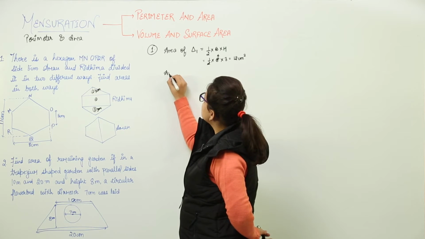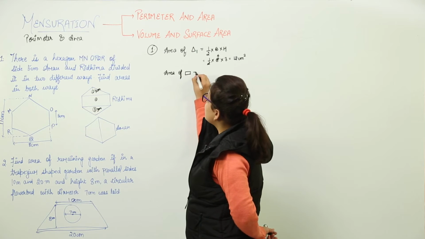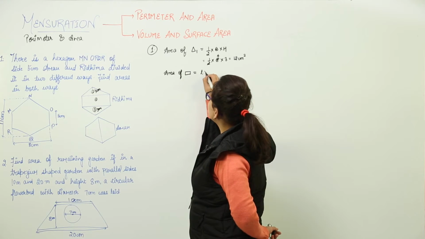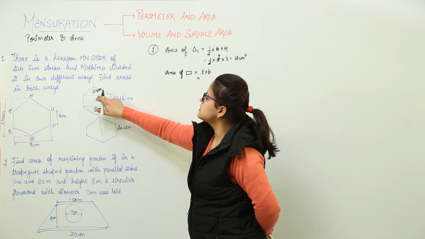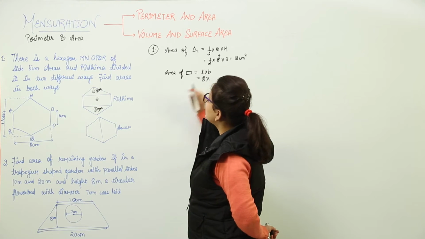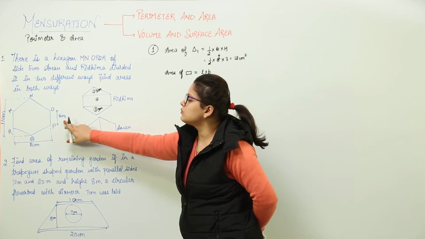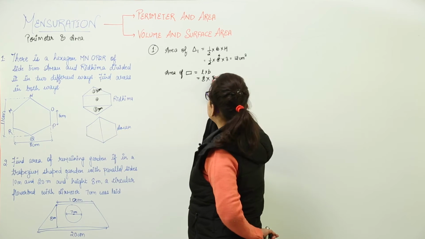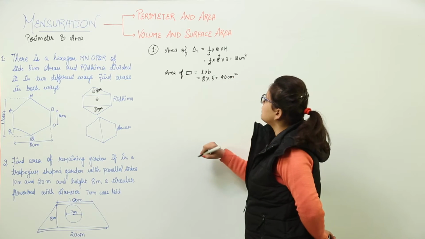Next is the area of the rectangle that we are going to find. The area of the rectangle will be equal to length into breadth. What is the length of the rectangle? The length is this whole thing. This is already given to us, 8. And what is the breadth of the rectangle? This breadth is also given to us, 5 centimeters. So 8 5s are 40 centimeter square.